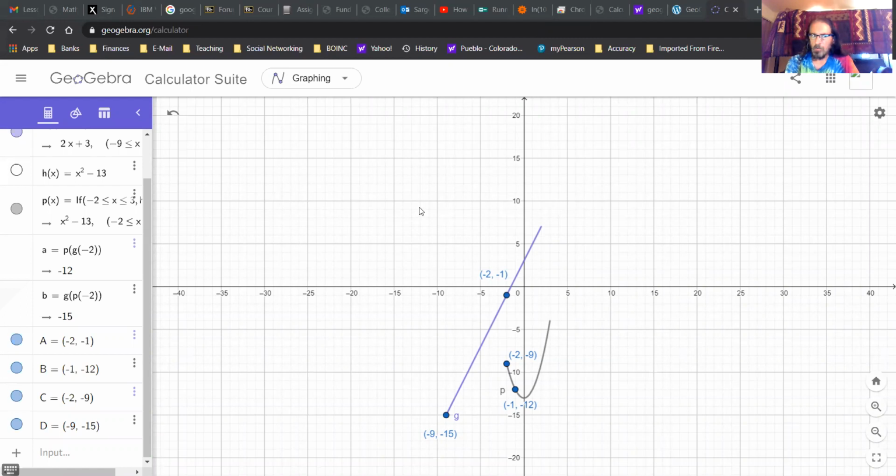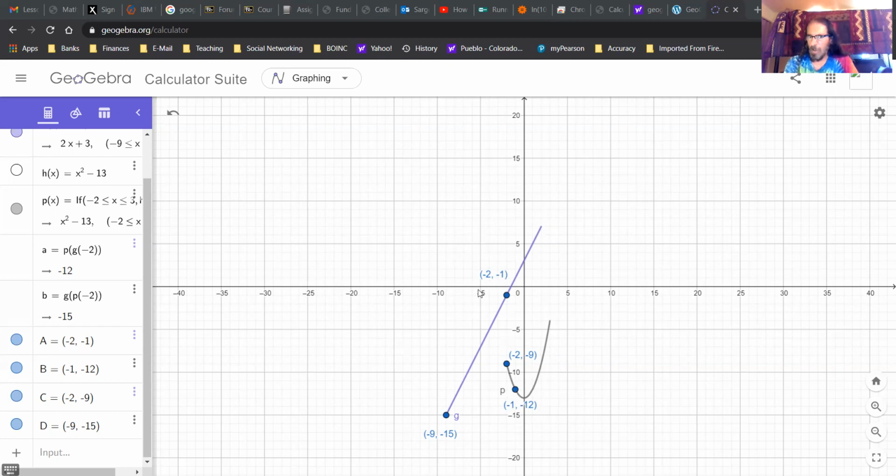If we want p of g of -2, p is this portion of a parabola down here, and g the portion of a line, well, x is first going to go into g. When x is -2, g is equal to -1. Follow that by p. When x is -1, plugged into p, we get -12. And we can see over here, p of g of -2 is -12.